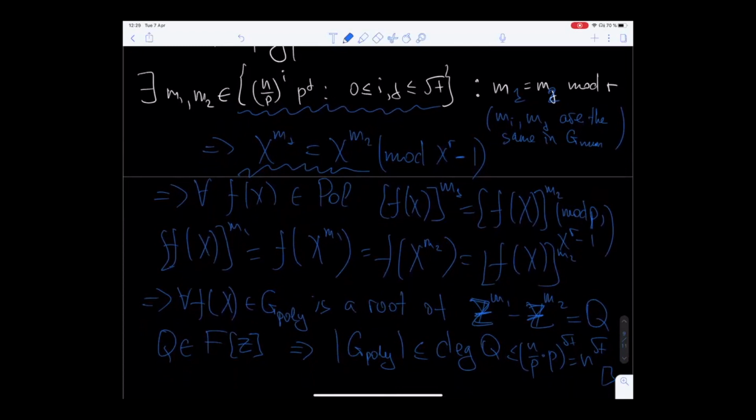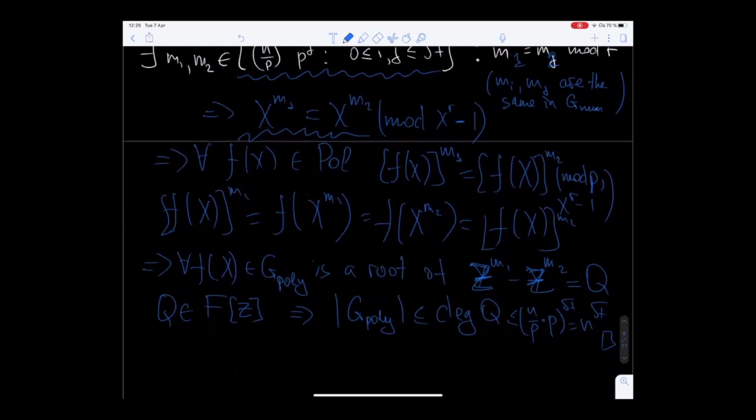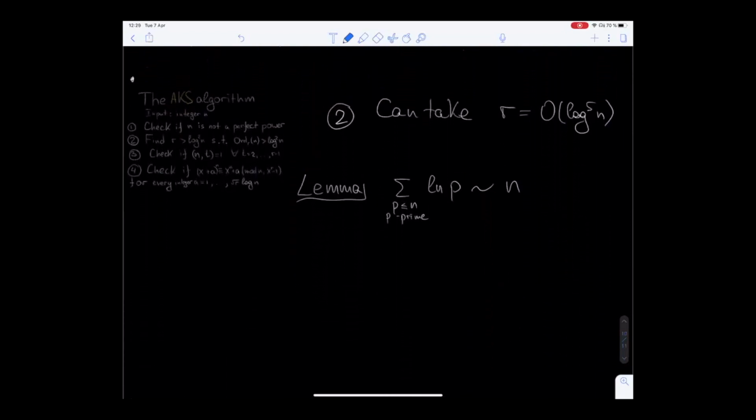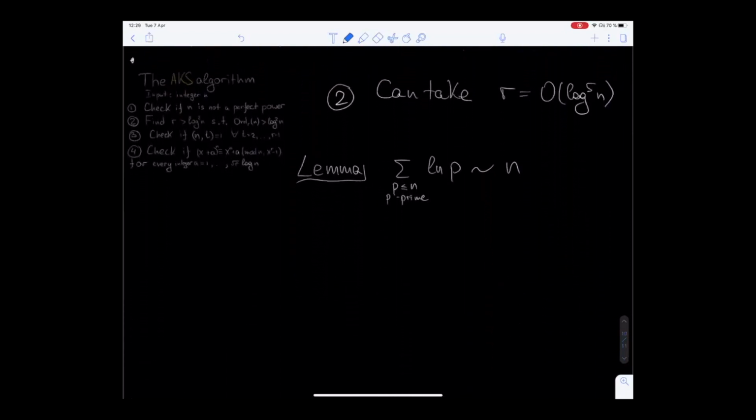Maybe let me very quickly, I'm running out of time, but let me very quickly tell you how to take r to be, go back to the step where r equals big O of log to the 5 and r prime.